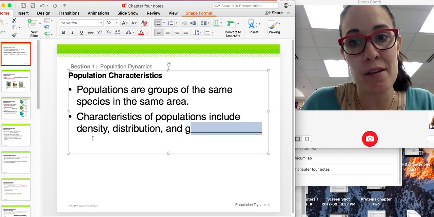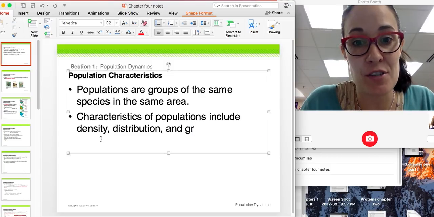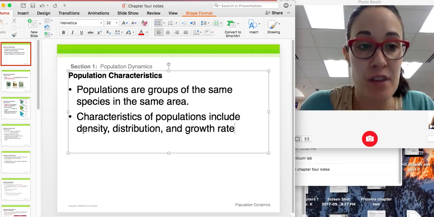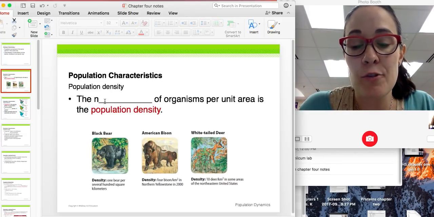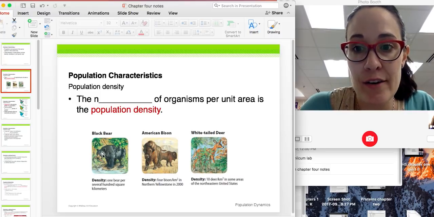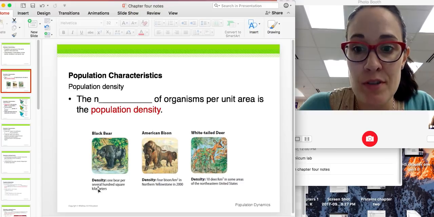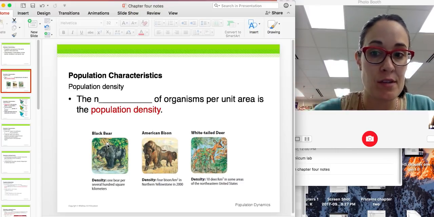So we're going to talk about population density, population distribution, and population growth rate. Those are the three characteristics or things that ecologists study about populations. So first of all, population density. Here is a black bear. So the density is 1 bear per several hundred square kilometers. That would be the black bear's density.